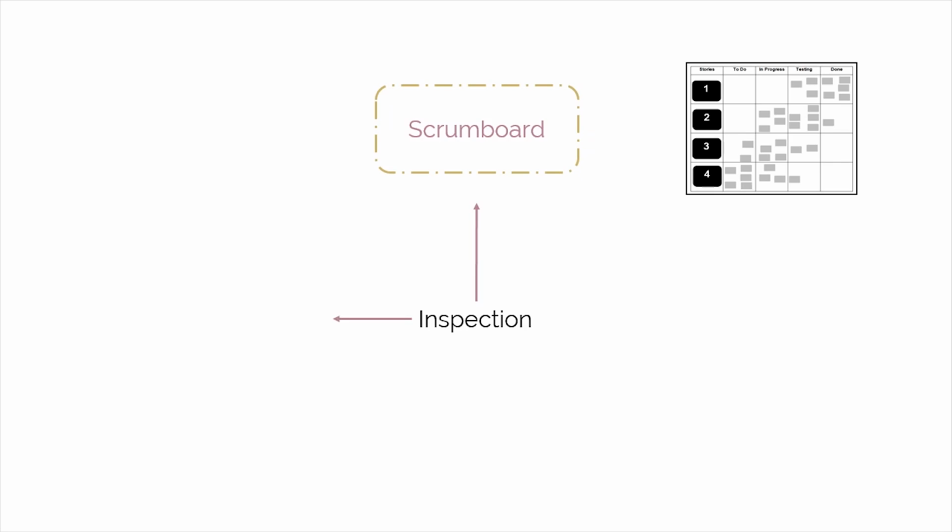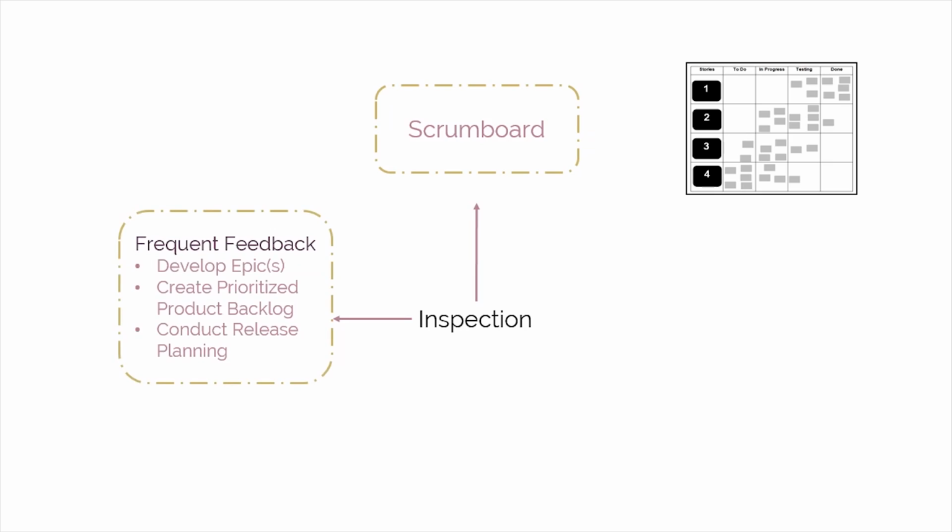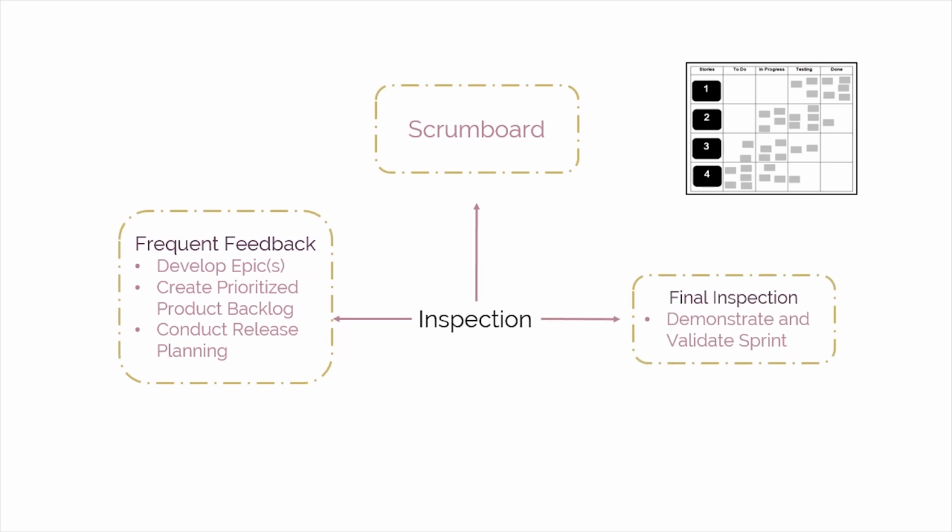The collection of feedback from the customer and other stakeholders during the Develop Epics, Create Prioritized Product Backlog, and Conduct Release Planning processes give additional opportunities for inspection. The final point of inspection comes during the review meeting, when the team seeks approval of the deliverables by the product owner and the customer in the Demonstrate and Validate Sprint process.